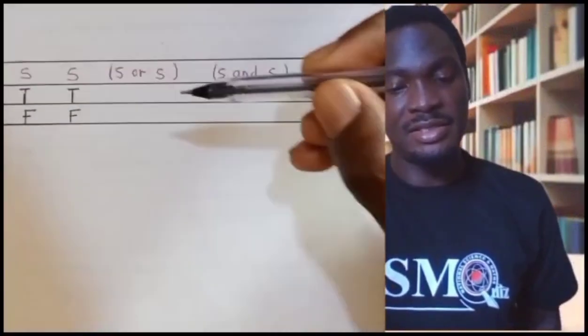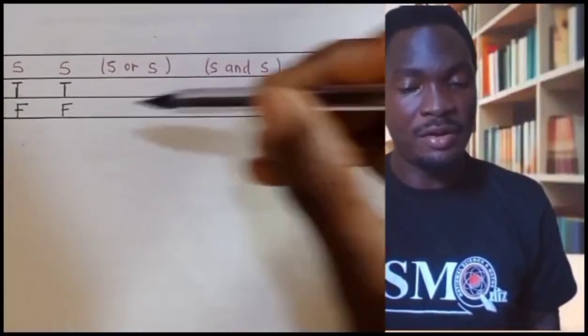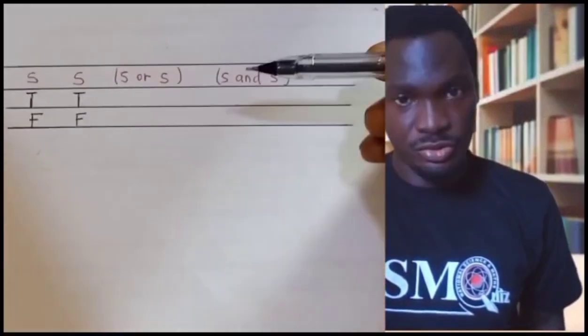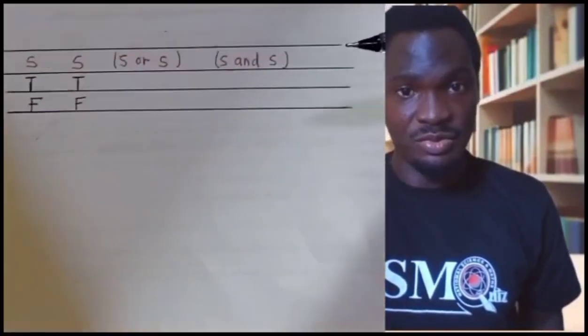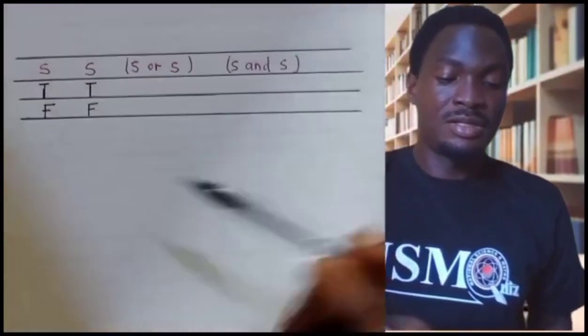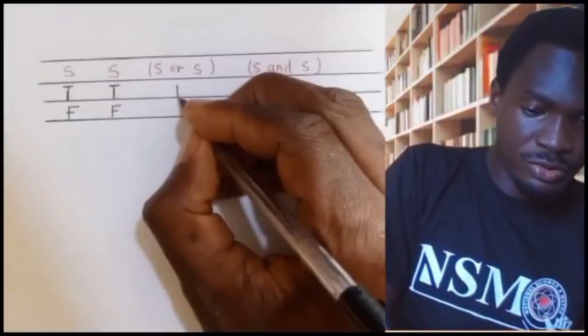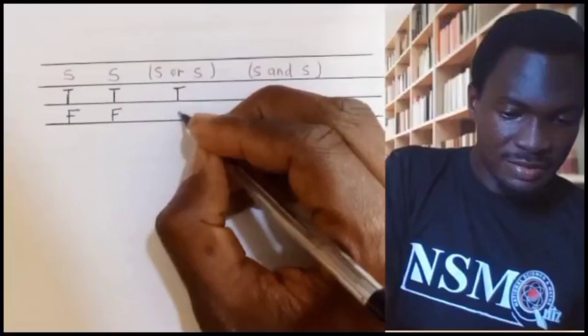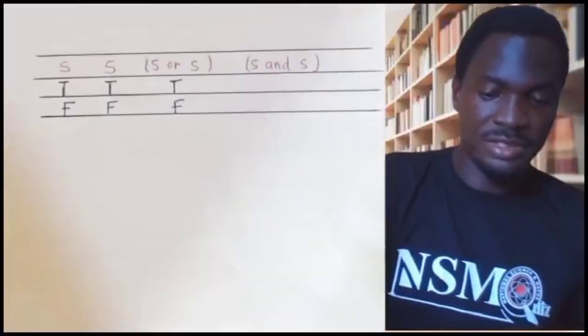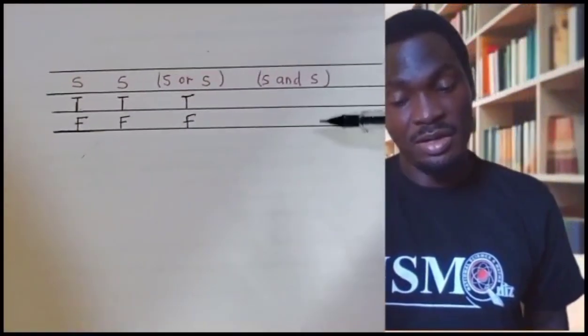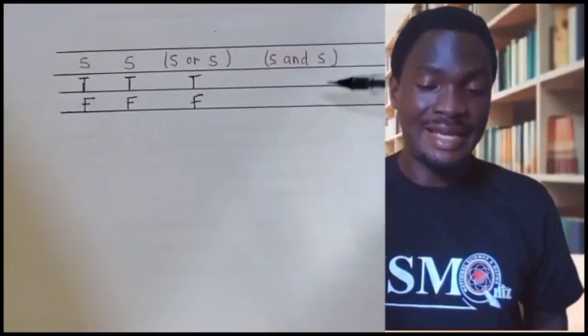We come to the column for S or S. S or S is true if at least one of the constituent statements is true. So we have true, true, and so true. False, false, false.